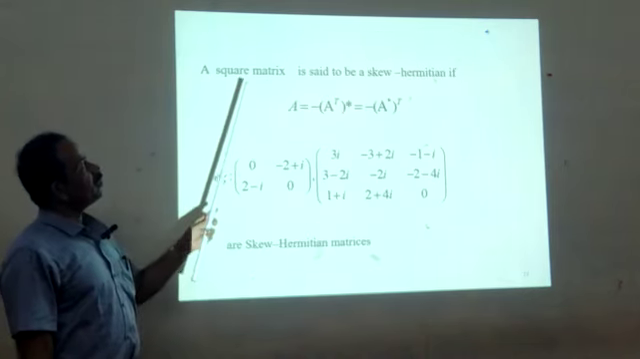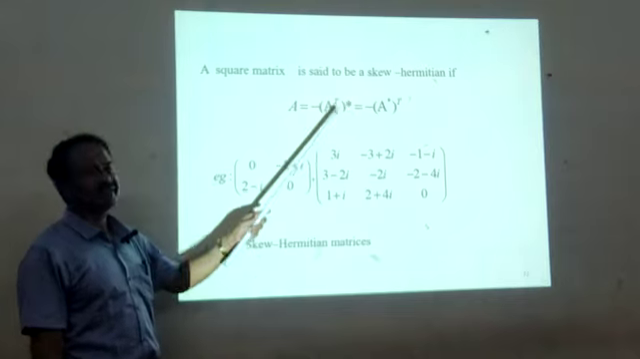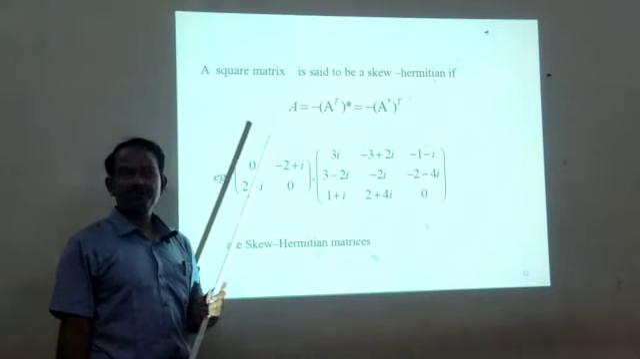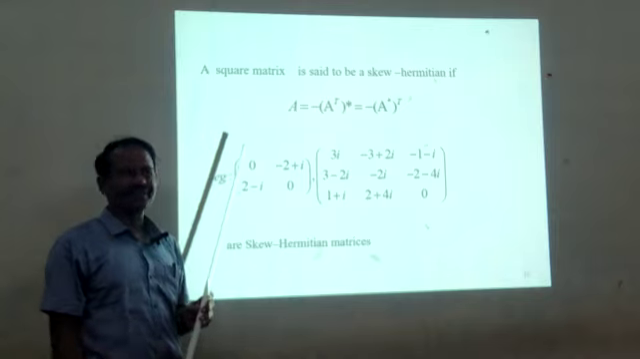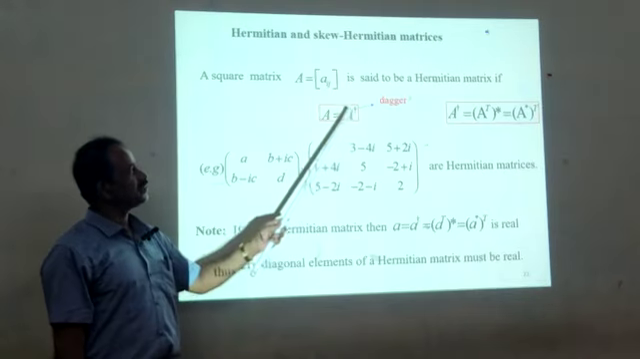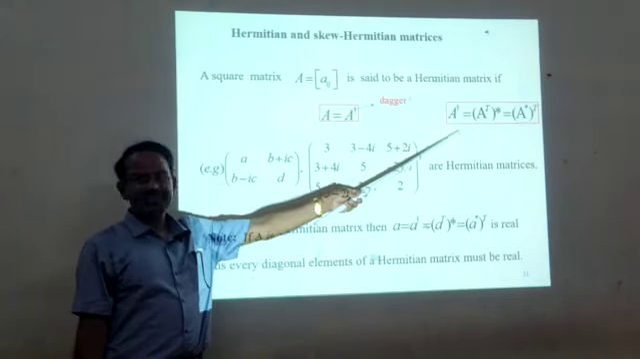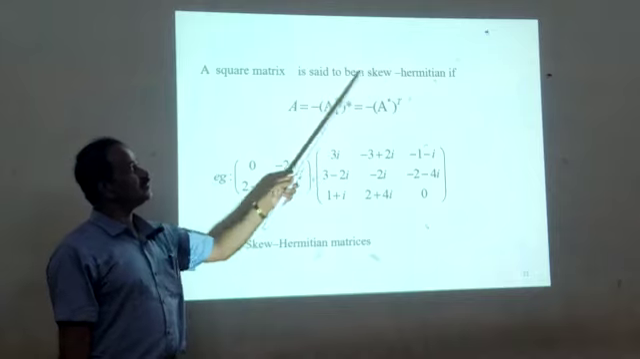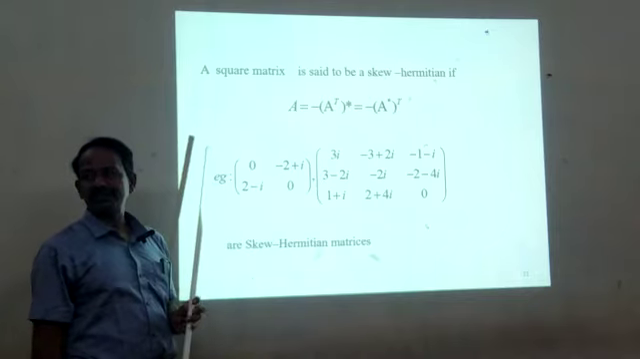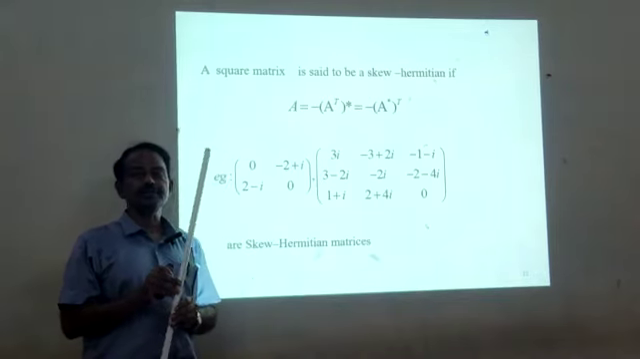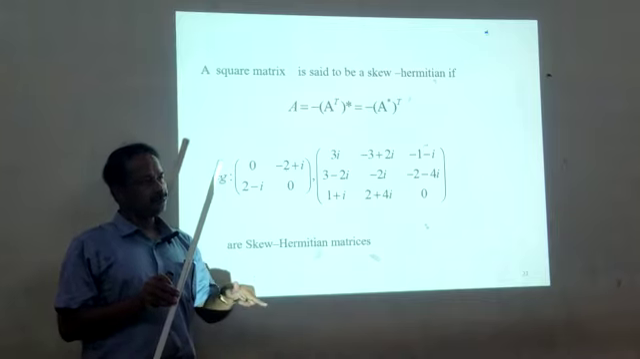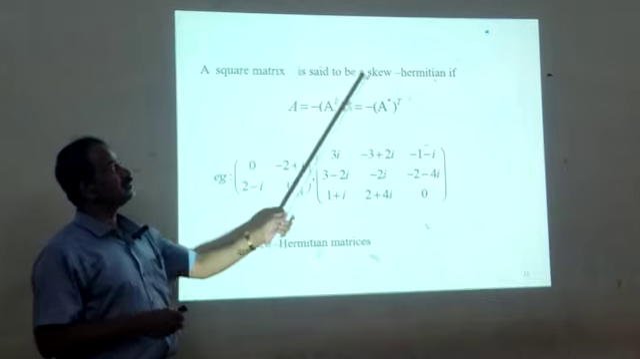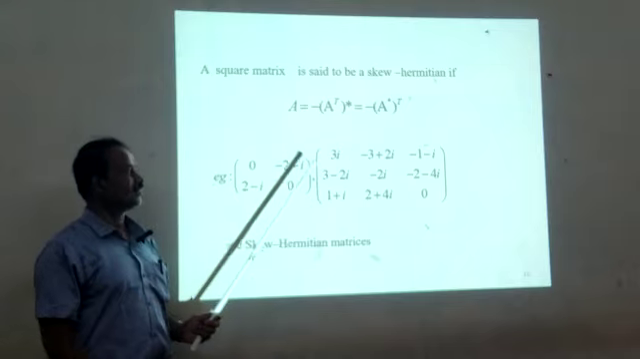A square matrix is said to be a skew Hermitian matrix if there exists a minus sign. Wherever you find skew, you just apply a minus sign. Here it is a positive sign; if it is a minus sign, we call this skew Hermitian. So we change rows into columns, columns into rows, take the complex conjugate, and when one minus sign exists, we call this a skew Hermitian matrix.